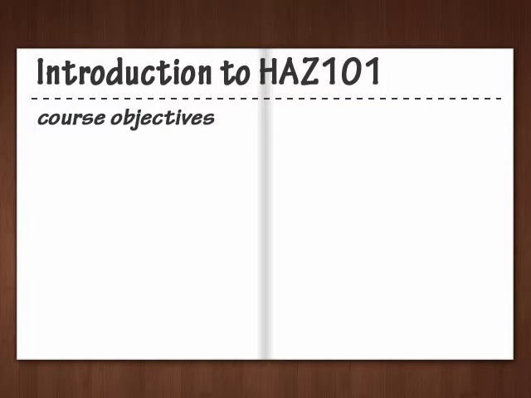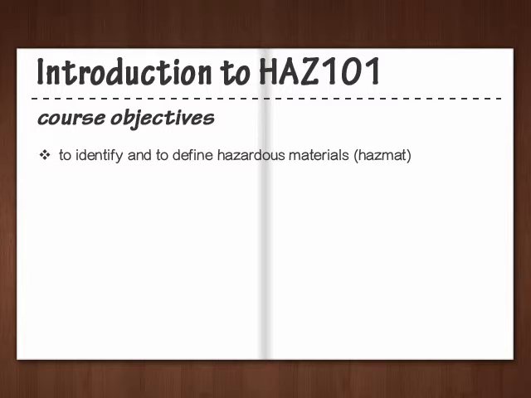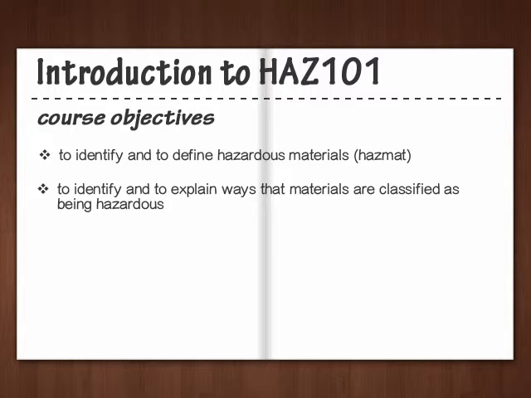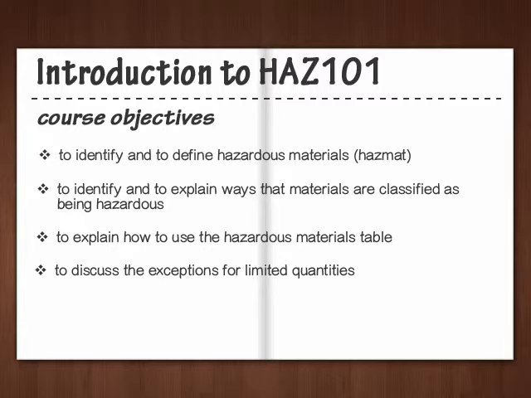Course objectives include: to identify and to define hazardous materials, to identify and to explain ways that materials are classified as being hazardous, to explain the hazardous materials table, and to discuss the exceptions for limited quantities.